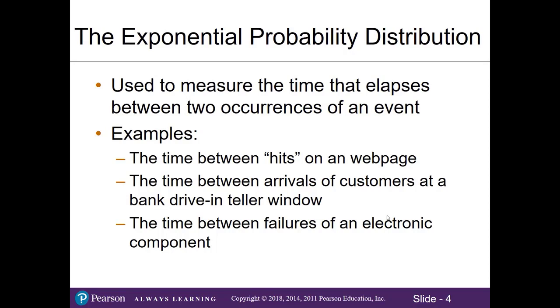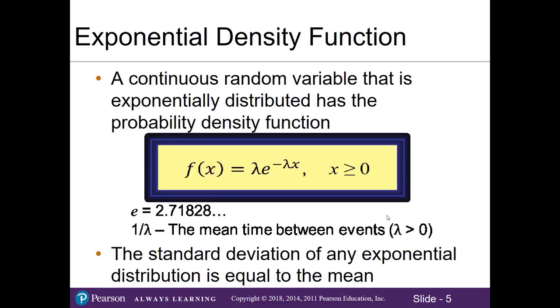So the exponential density function, as you see here, takes our continuous random variable that's exponentially distributed, and we have our statement of f of x equals, and here's some Greek letters, our lambda times e, which is our natural log, raised to minus lambda times x. And this assumes that x is greater than or equal to 0, because you can't have negative time, right? So x is always going to be 0 or more.